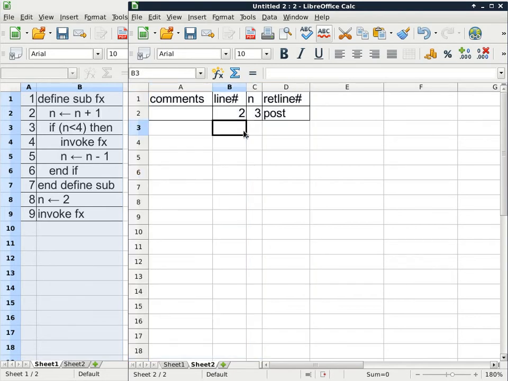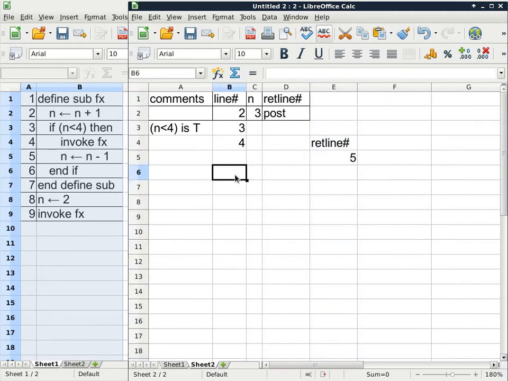After line 2, we go to line 3. Line 3 has to evaluate the condition: n is less than 4. N has a value of 3. 3 is less than 4 is true. Okay, so we go into the subroutine on line 4. Line 4 invokes fx again, which means we have to allocate the leftmost available column, in this case it's column E, and indicate which line we have to go back to when that invocation of fx is done. So what should I put here in column E? 5. Okay, if that makes sense.